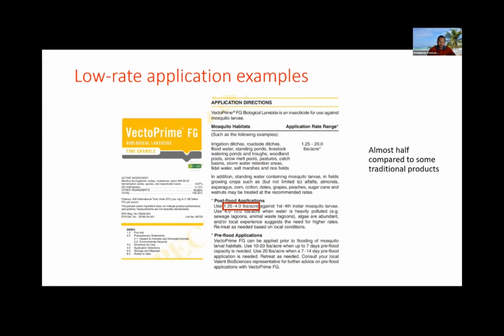For this, according to the label, for post-flood situations, if it is not polluted, it's about 1.25 to 4 pounds per acre. That's a really low rate. That's almost half of some of the traditional larvicides that are out there. So achieving this, what are some of the challenges that we might come across, and how best to resolve them?